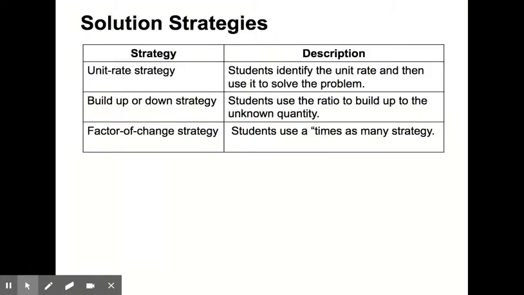So this video is about ratios, proportions, and tables. So when we solve for ratios and proportions in word problems and maybe some tables, the three strategies that we're going to focus on in this video are using unit rate strategy.